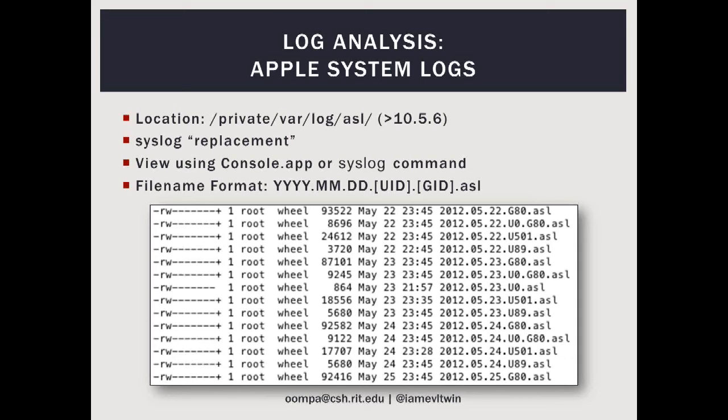So if we go into private var log ASL, for Apple system log, we see a bunch of files in the format year, month, day, UID, and GID. The UID is the user ID, while the GID is the group ID. So it is organized quite well. You could look at the screenshot here to say, okay, this one's for user ID 0, which means the root user, right? Or user 501, which is the first standard user.